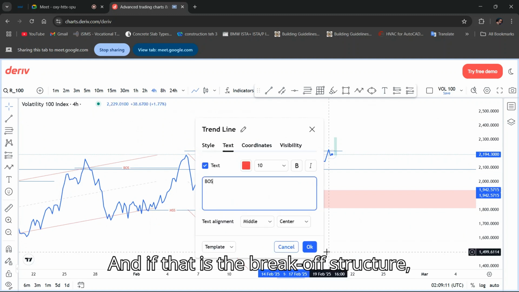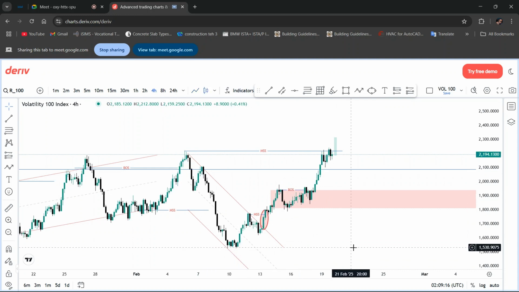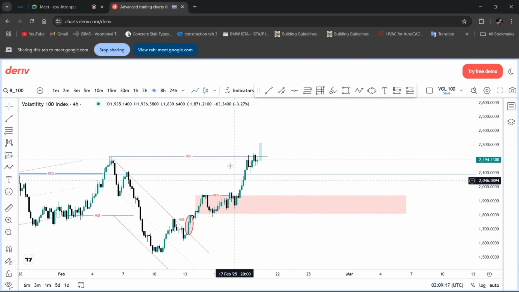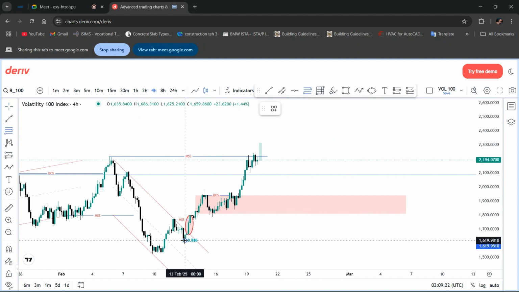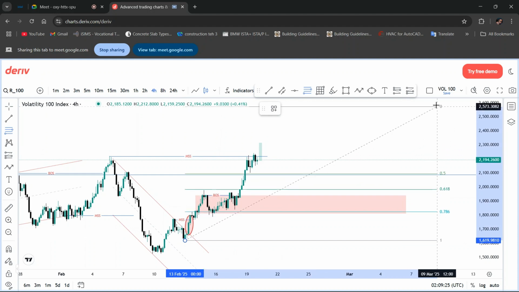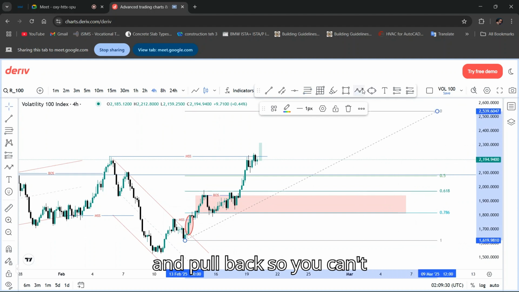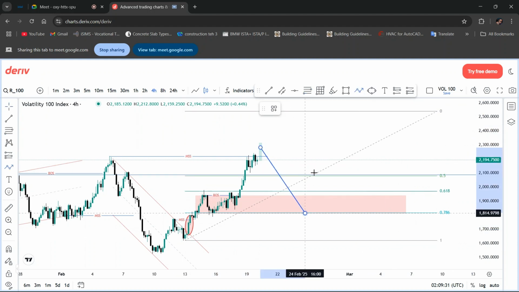And if that is the break of structure, it means somewhere in here the market will buy up and pull back, so you can take a trade to go higher.